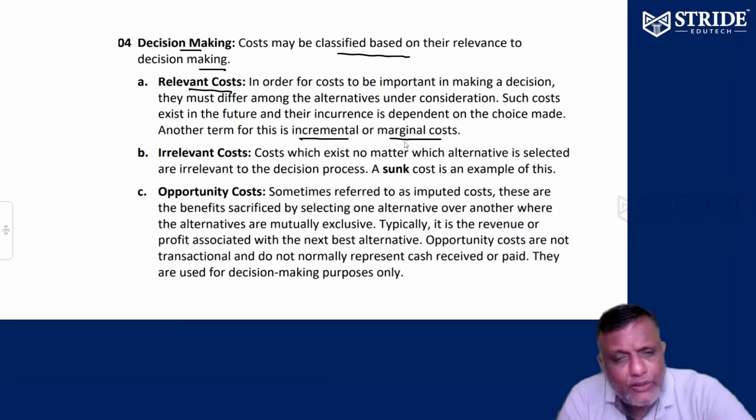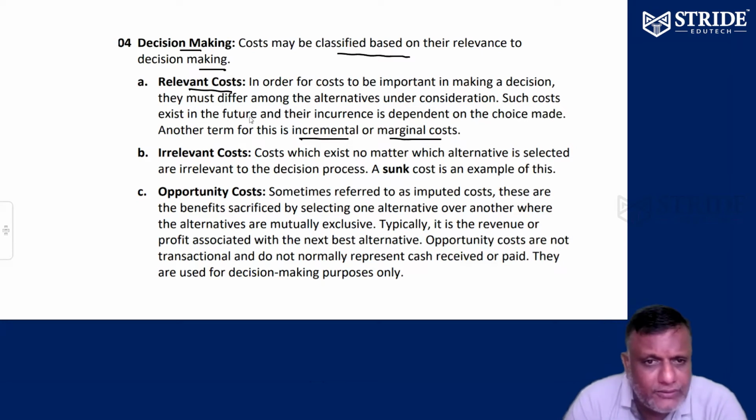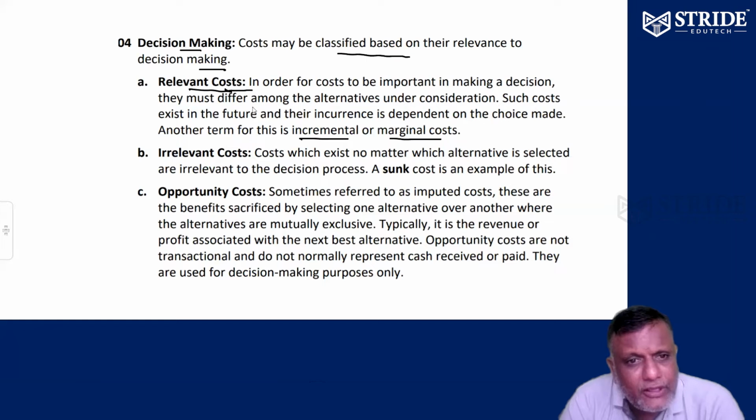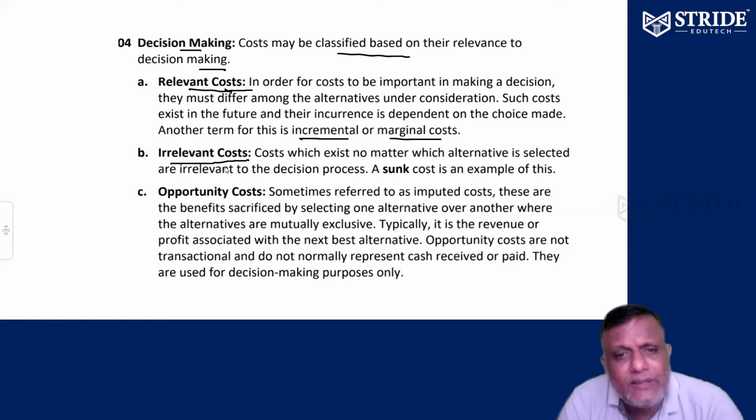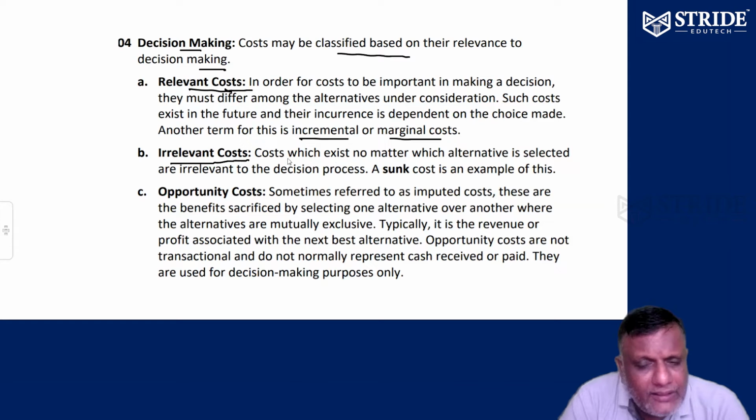Suppose you're going to produce one additional unit. What is the cost involved? Incremental cost or marginal cost. This cost is very useful for decision making purposes. The cost which cannot be used for decision making purposes is called irrelevant cost. Whether the cost exists or not, it is not going to be useful for the decision making.